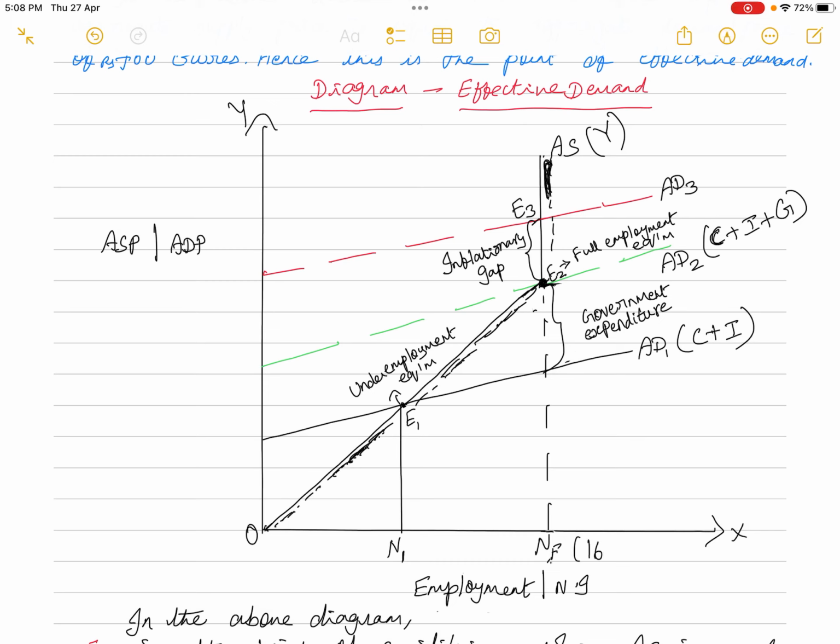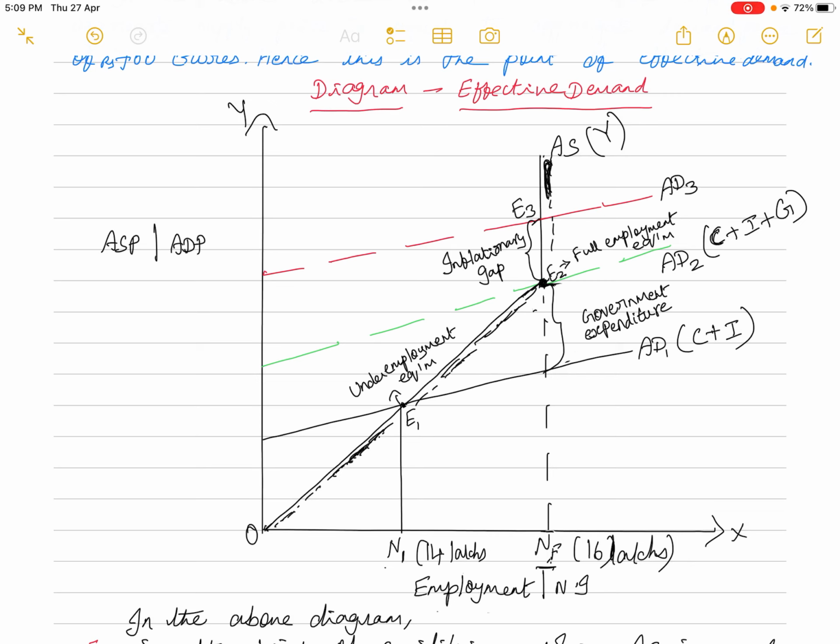So this is the 16 lakhs employment of labor force, and N1 is the 14 lakhs level of labor force. This is 14 lakhs and this one is the 16 lakhs. If you remember, 16 lakhs already is the level of full employment. That's what is represented as NF. N1 is the 14 and this is the underemployment equilibrium. So beyond the level of full employment, that is 16 lakhs NF, there is no chance of increasing the level of employment, because the country already reached full employment.